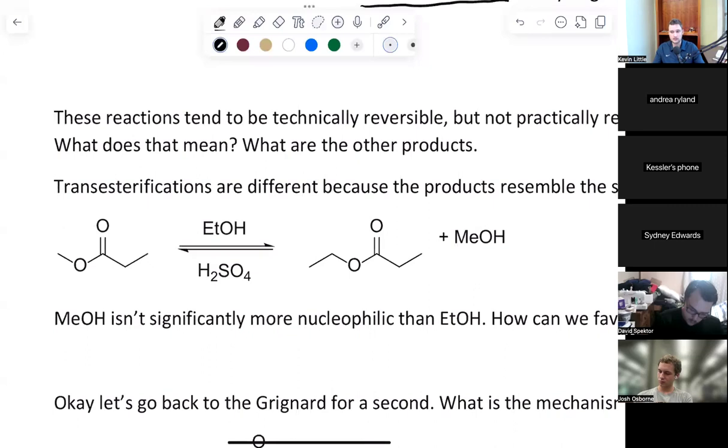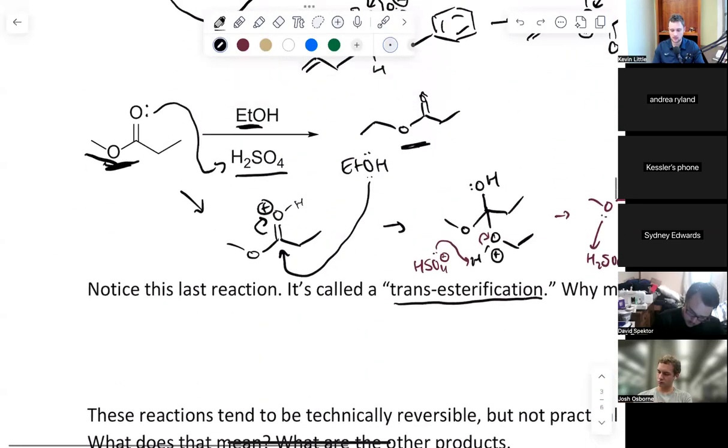This is a completely reversible reaction. Because this leaving group isn't a better leaving group than this one necessarily, these things are in equilibrium. This reaction goes back and forth, right? In a way that the other ones didn't.